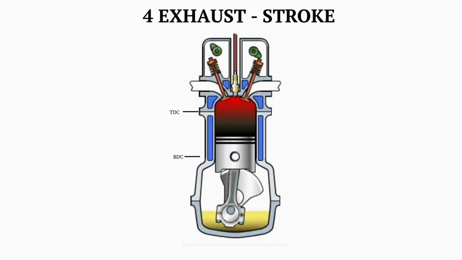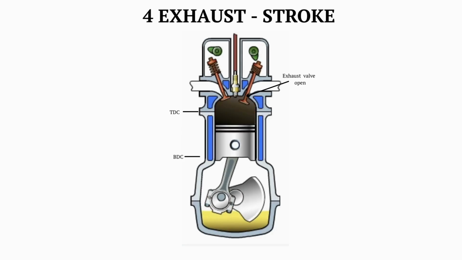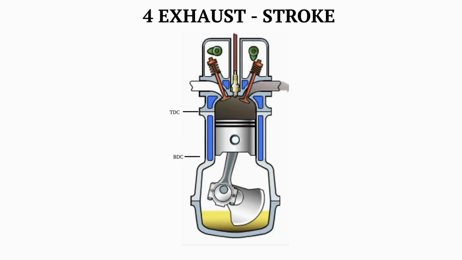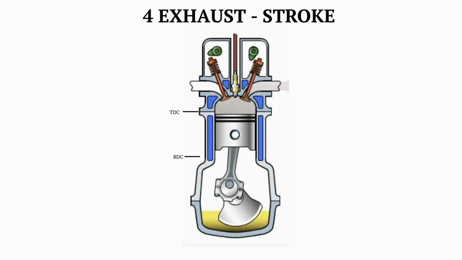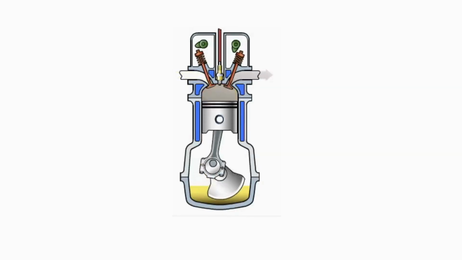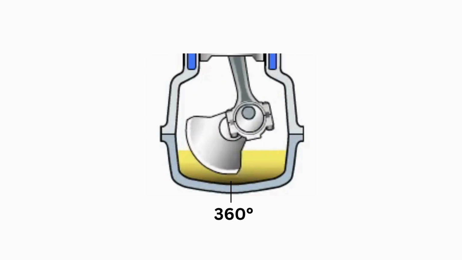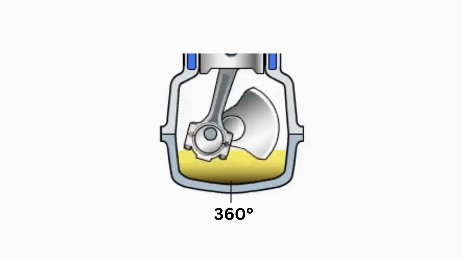Finally, the exhaust stroke occurs. The exhaust valve opens and the piston moves upward from bottom dead center to top dead center. This motion pushes the burnt gases out of the cylinder. After this step, the cycle begins again. A complete four-stroke cycle requires 2 rotations of the crankshaft, or 720 degrees.